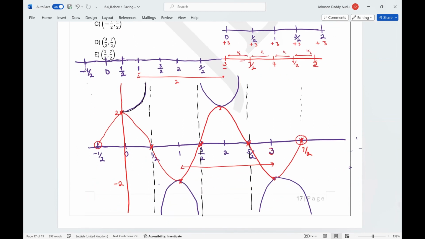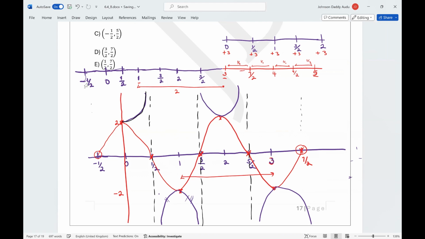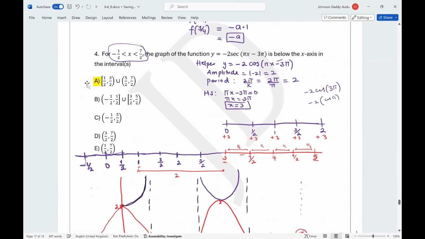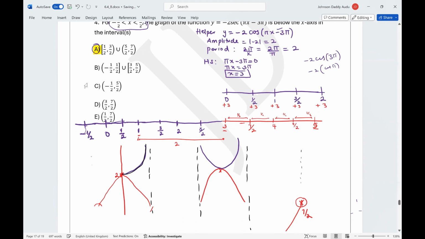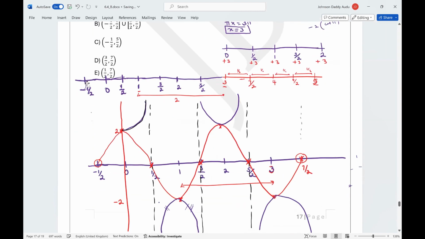So we have 1/2 to 3/2. This is where the graph is below the x-axis. All of this. Then what? Then from 5/2 to 7/2. 7/2 is open. So we have A as the right answer, because we're interested in the part where the graph is below the x-axis.